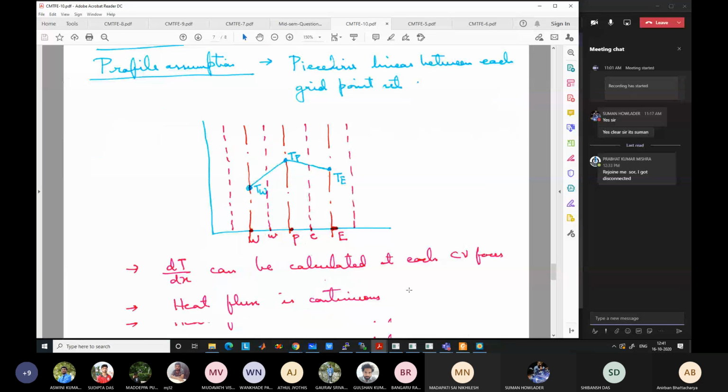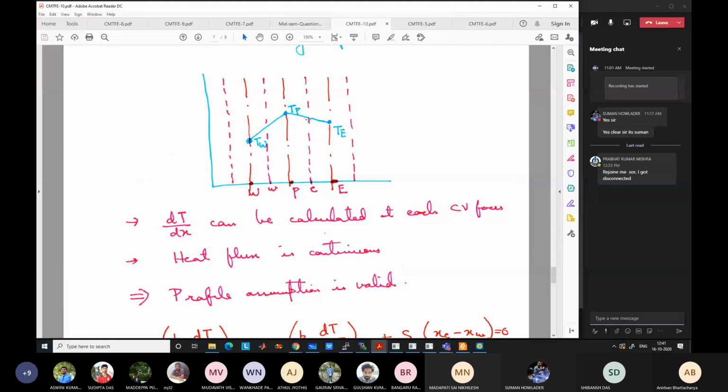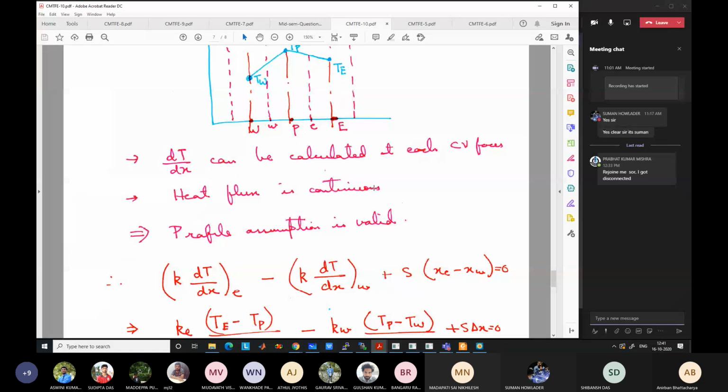With this profile assumption, dT/dx can now be calculated. When you calculate for control volume P, you calculate minus k dT/dx at e based on this slope. When you go to the next control volume E, you calculate the flux here again based on the same slope. So ultimately your flux is equal on both sides, for both control volumes. It is physically consistent. Heat flux is continuous and the profile assumption is valid.